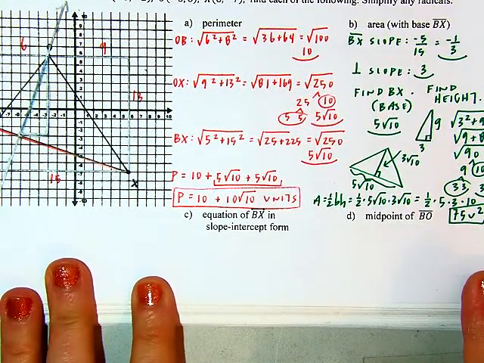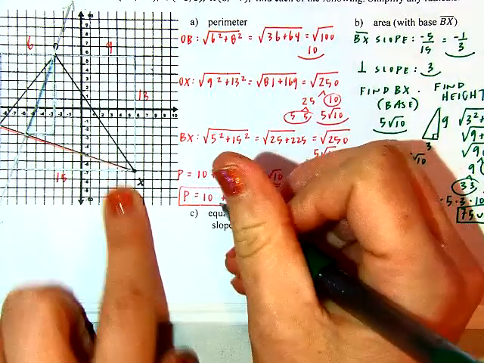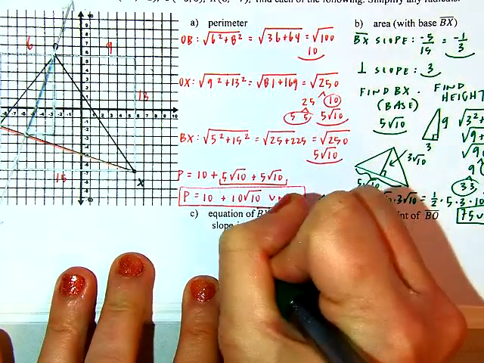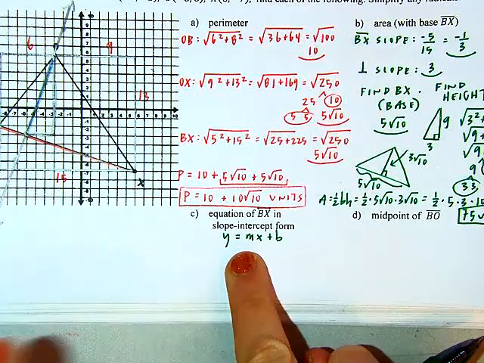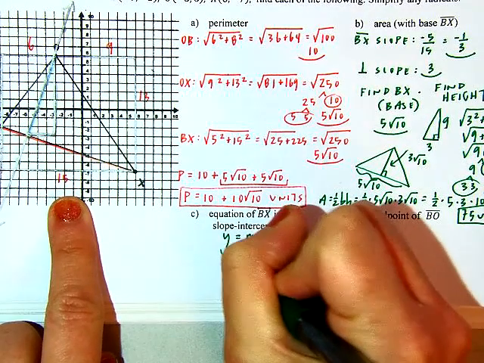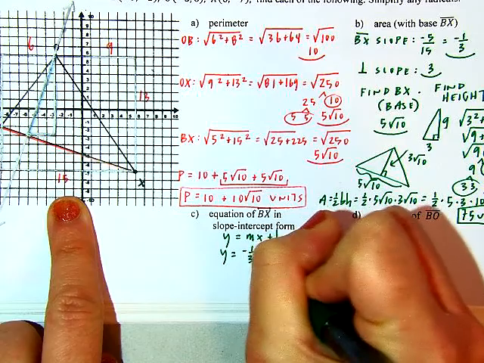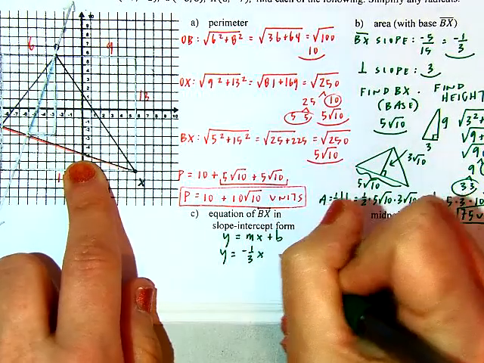All right, the equation of BX next. So I want this equation. So we know that that's y equals mx plus b, slope-intercept form. We already know the slope because we were down 5, right 15. So I have negative 1/3 and then x, and it's crossing right here at negative 5.